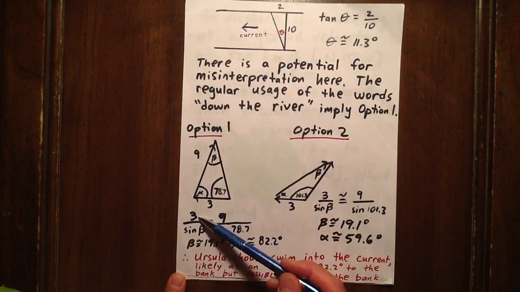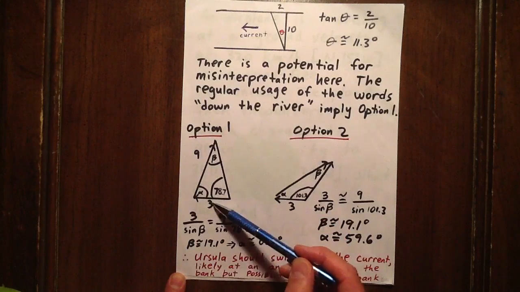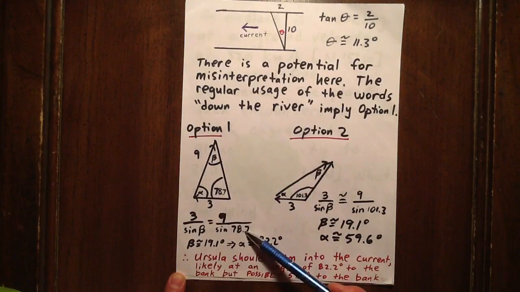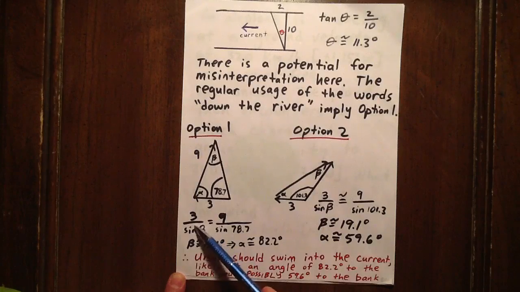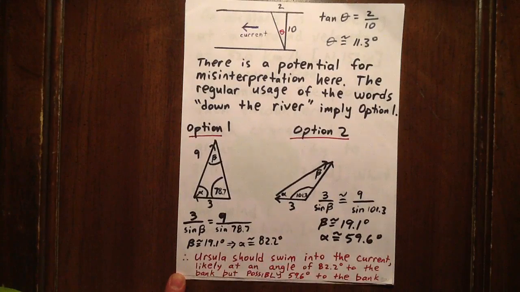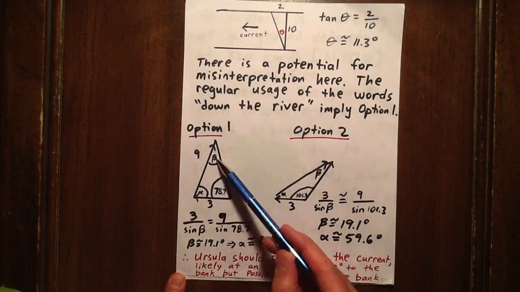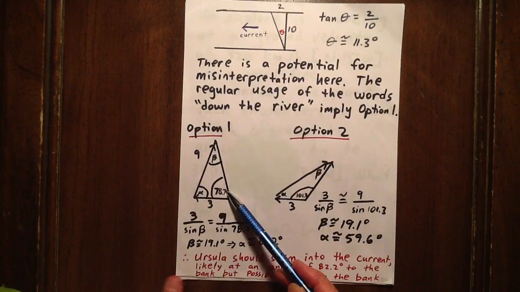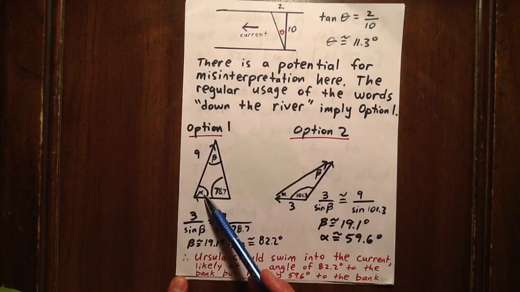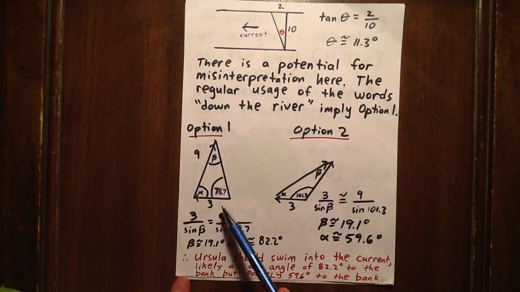So in order to figure out this angle, we're going to have to figure out this angle first. So we say 3 over sine beta is equal to 9 over sine 78.7. And when we evaluate for beta, we see that beta is approximately 19.1 degrees. That's a 19.1 degree right there. So since this is 19.1 degrees and this is 78.7 degrees, we see that Ursula's angle should be approximately 82.2 degrees here, making 180 degrees overall.